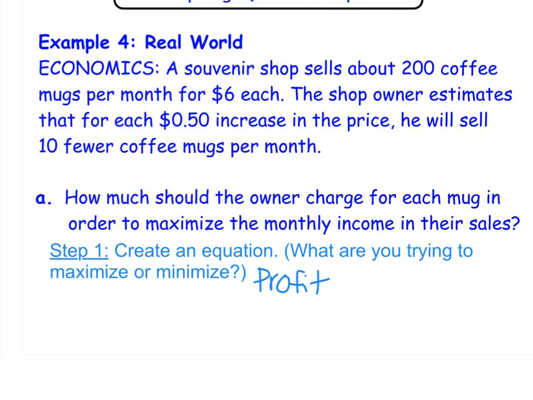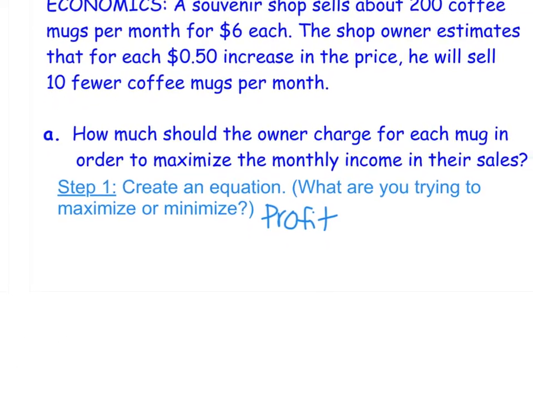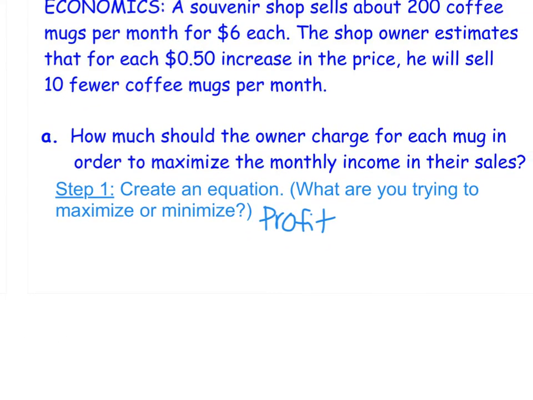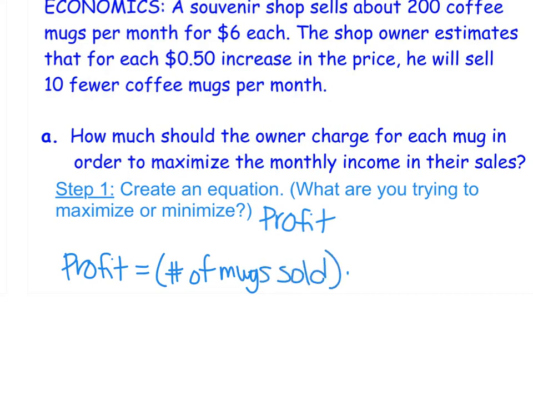So we want to write this in words first, and that will help us get the equation. So to find profit for this situation, profit is equal to the number of mugs sold. I want you to write this down too. Number of mugs sold times the price per mug. You will have an example like this in your homework, not in the one you're going to do tonight, but in the next one.